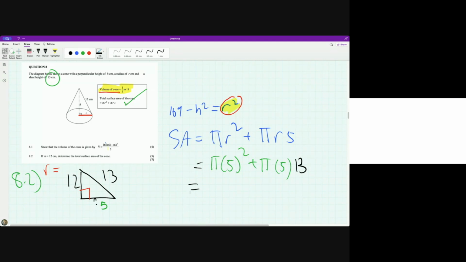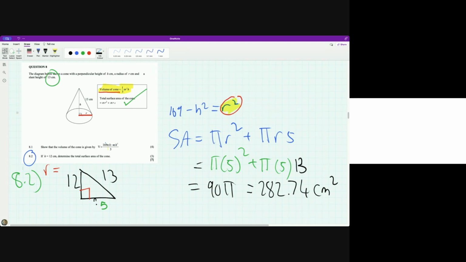So 25 times pi plus pi times 5 times 13. I get 90 pi, or as a decimal, 282.74, and that would be centimeters squared. Now that was much easier. So even if you have a question like this, always look at the second part if it's not an easy one like this, because you can get 3 out of 7 even without touching the first one.